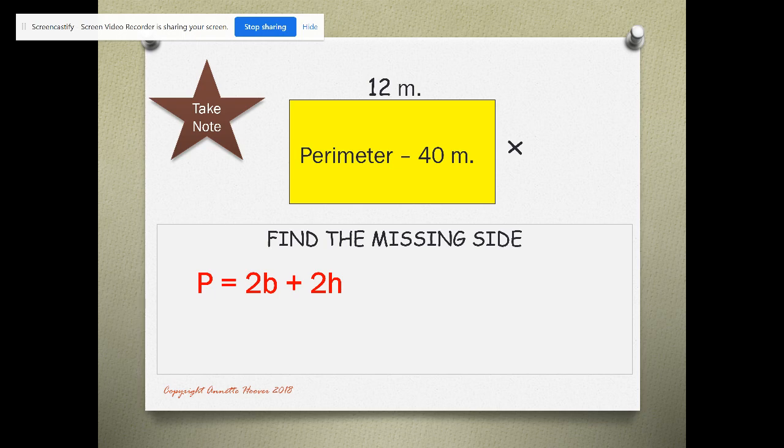Does that check out? Well, 2 times 12 right here would be 24. And 2 times 8 is 16. And if you add those together, you indeed get 40. So this is how we use the equation to figure out a missing side. That's why this equation was important.